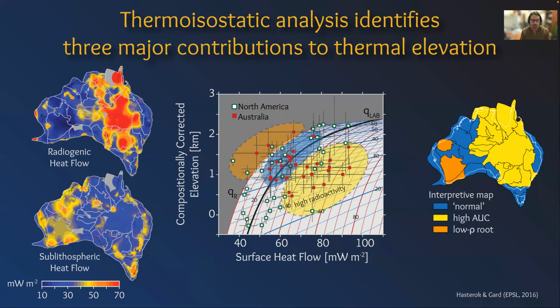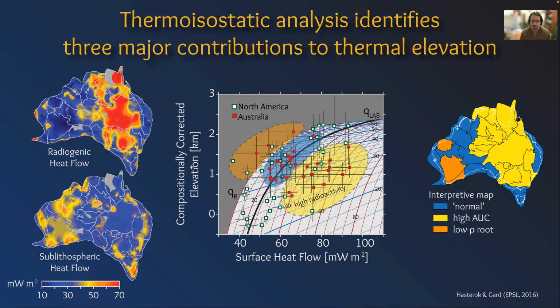Okay, so let's now look at this in Australia. So if I look at this in Australia, we can see I've got a radiogenic heat flow model here. So this is the radiogenic heat flow that's produced by taking each of the points that show up in this curve and plotting them here on this map. I can also do the same with lithospheric heat flow. And so this is the model they get for the Australian lithosphere.